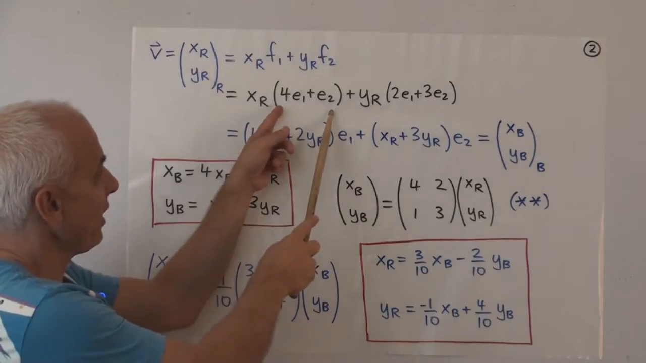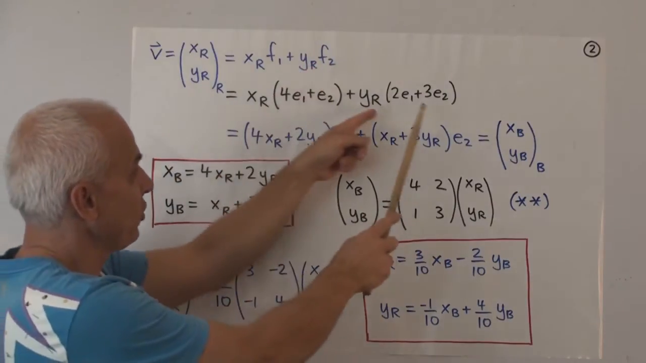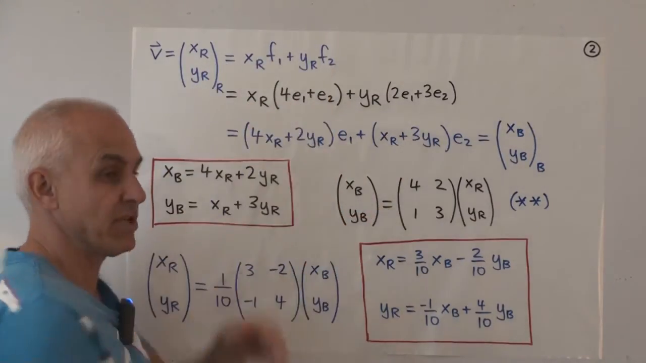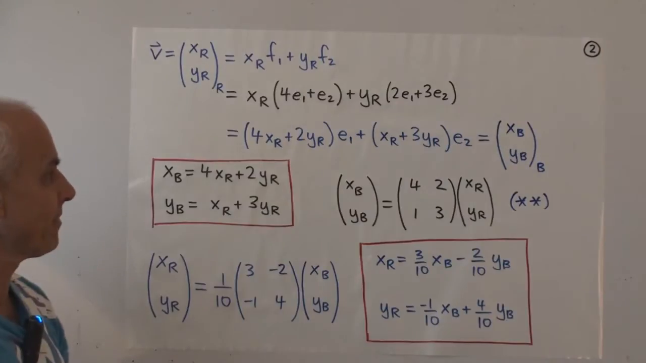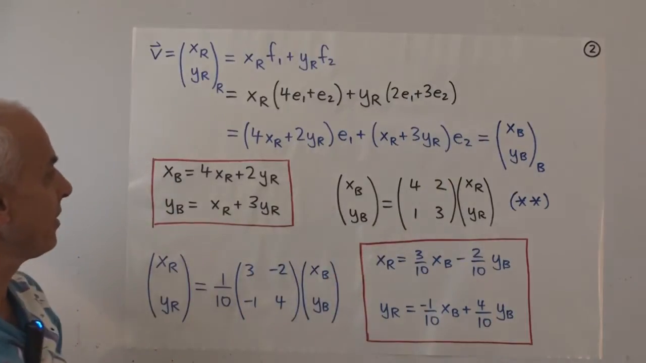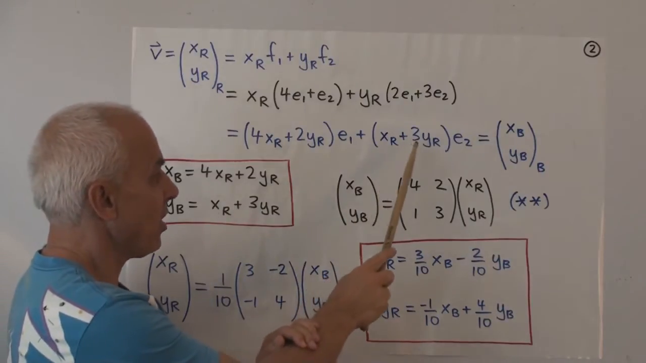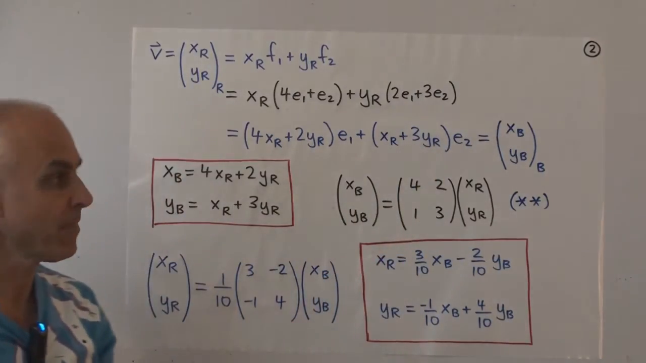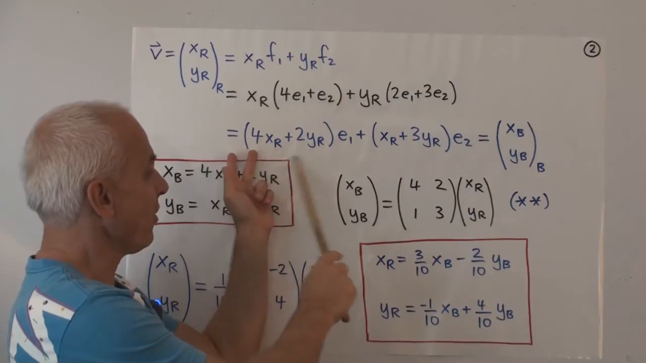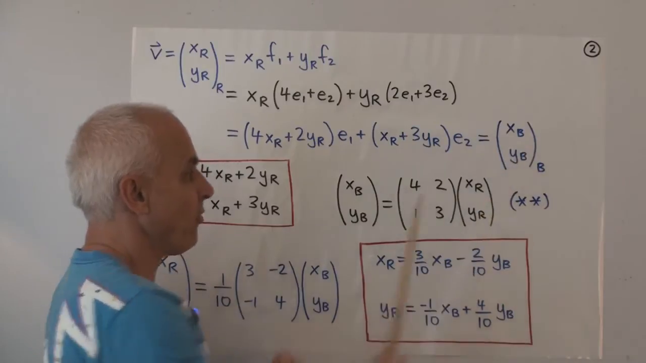Now we've just seen what f1 is in terms of Bob's basis vectors. It's 4e1 plus e2. And we've seen what f2. It's 2e1 plus 3e2. So we can replace f1 and f2 by their representations in Bob's system. And then when we expand this out, group all the e1 terms together and all the e2 terms together, then we get 4xr plus 2yr times e1 plus xr plus 3yr times e2. And this means that, according to Bob, the coordinates are this and this, which we can write as a vector like this. So there's Bob's x-coordinate, Bob's y-coordinate.